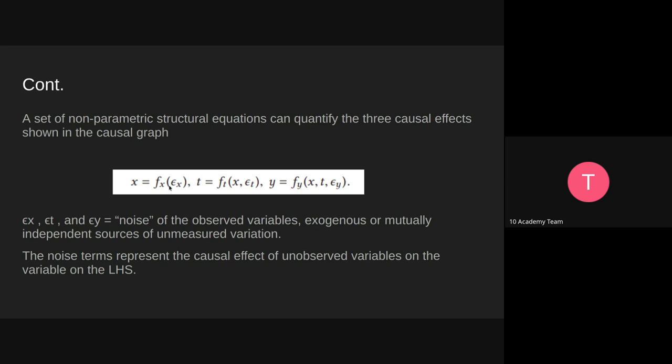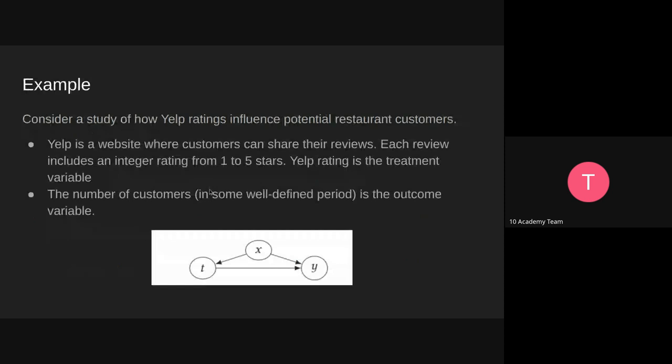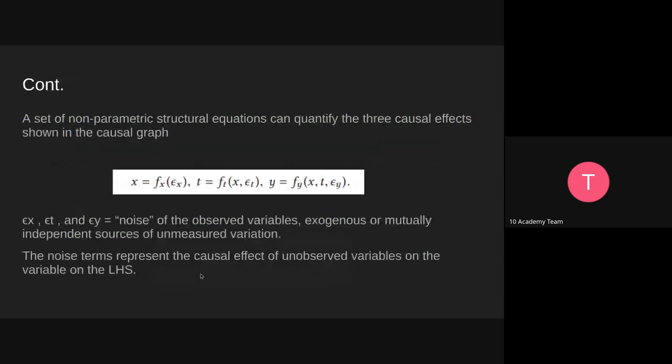And what we are saying here is that we are defining the probability distribution function, and we define it as depending on some noise, some hidden variables, something that we don't know about. So this is epsilon X. Because here we said basically X is causing T, that means the probability distribution function for T is going to depend on X, in addition to some hidden variables, something that we don't know about, which is called epsilon T.